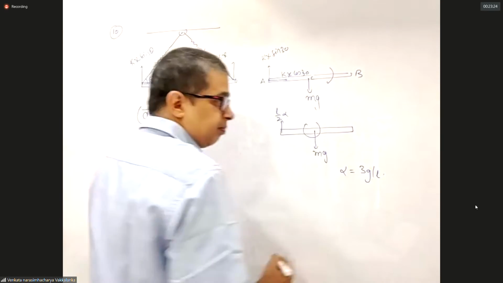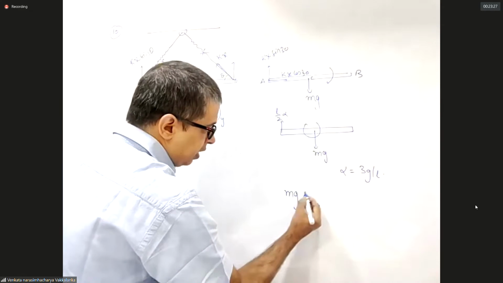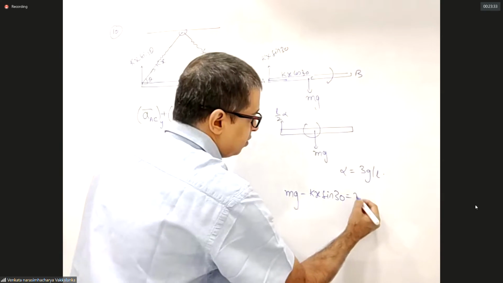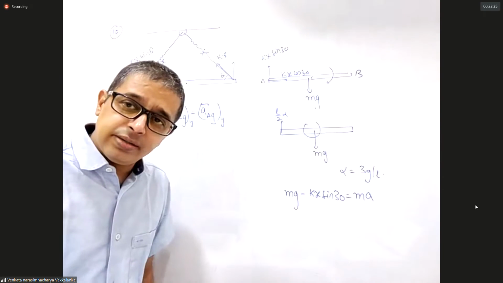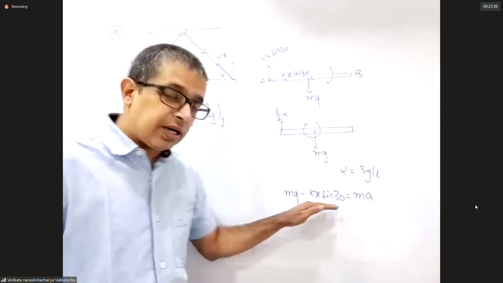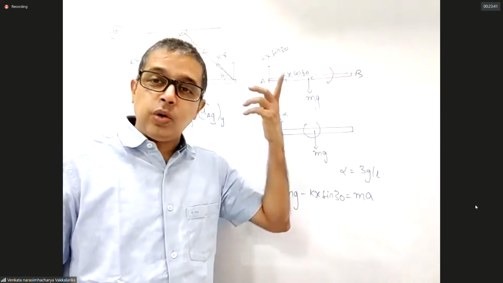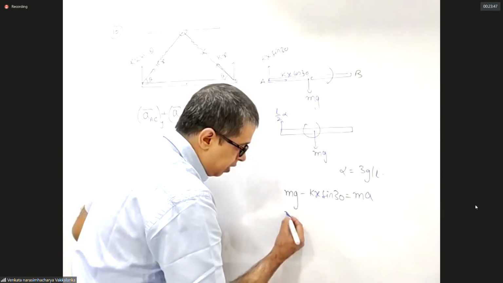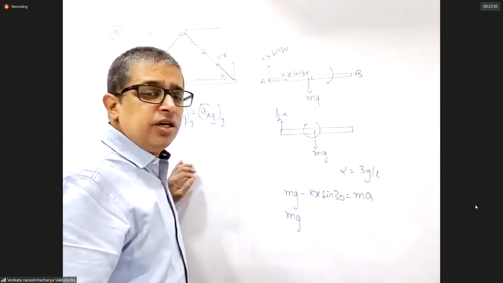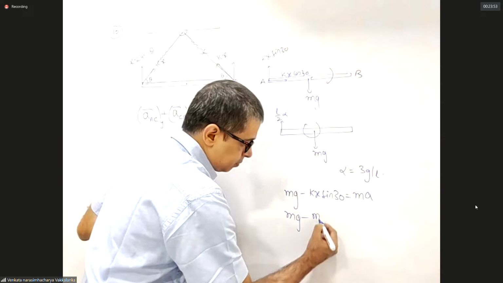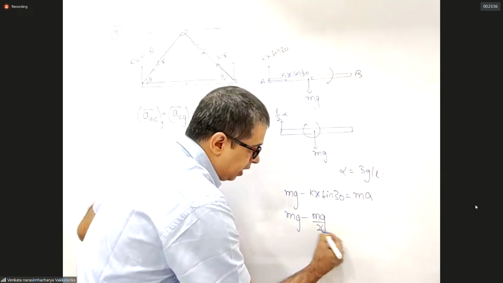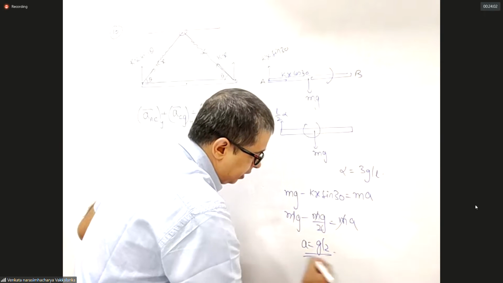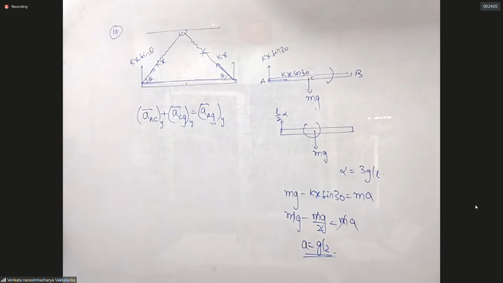Alpha, how much did you calculate? 3g by L. Now, center of mass acceleration will be mg minus kx sine 30 is equal to m into a. Agreed? Yes, sir. Translational dynamic equation. Alpha, you got it directly from rotational dynamic equation. Here it is translational dynamic equation. mg minus kx, how much did you get? mg by 2 is equal to m into a. A is equal to g by 2.